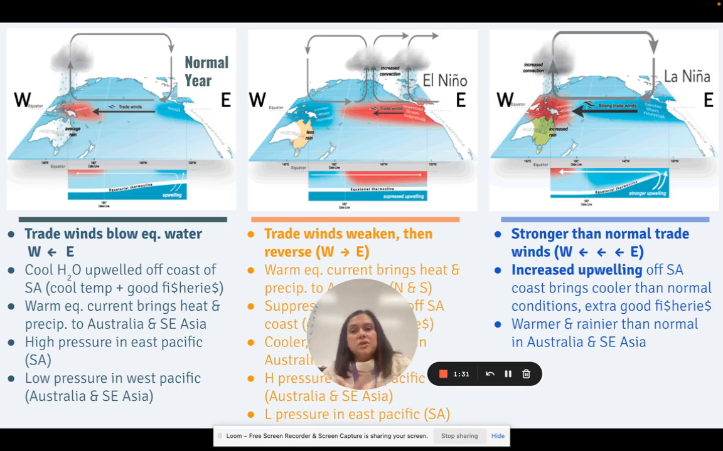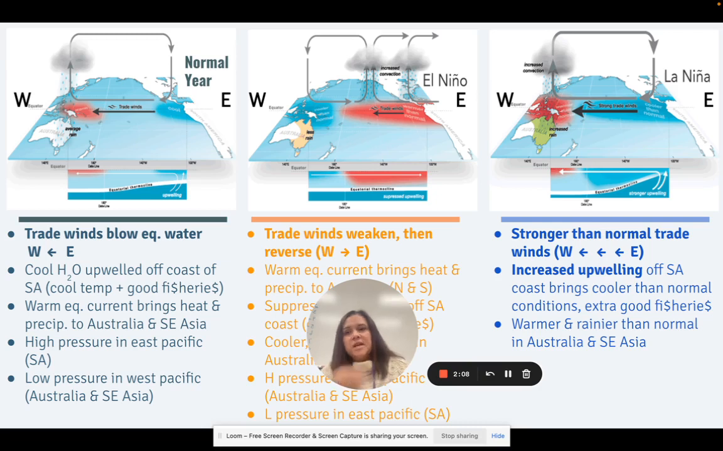Normally the trade winds are blowing along the equator from east to west. As they do that, they're blowing warmer surface water over towards Southeast Asia and Australia. As we just learned, when you blow that surface water away, you allow for upwelling, for some of that deep, cool water to rise to the surface. So along the coast of South America, we have cooler temperatures but really good fisheries. Remember that cold water carries lots of oxygen and brings up nutrients and sediment from the bottom of the ocean.